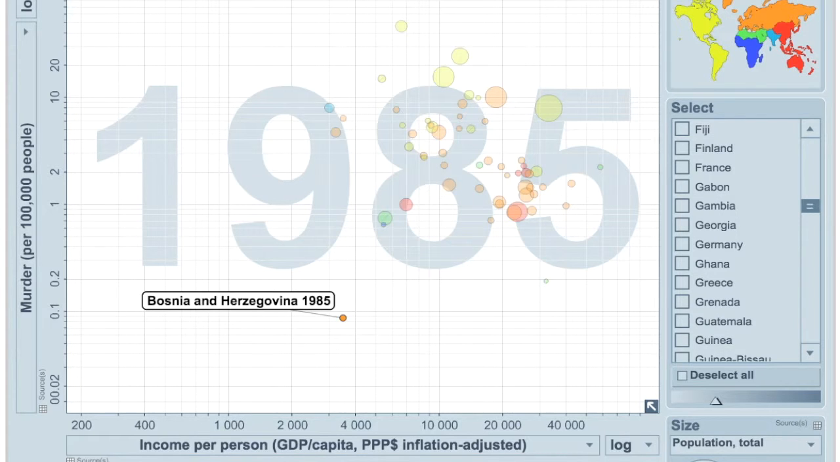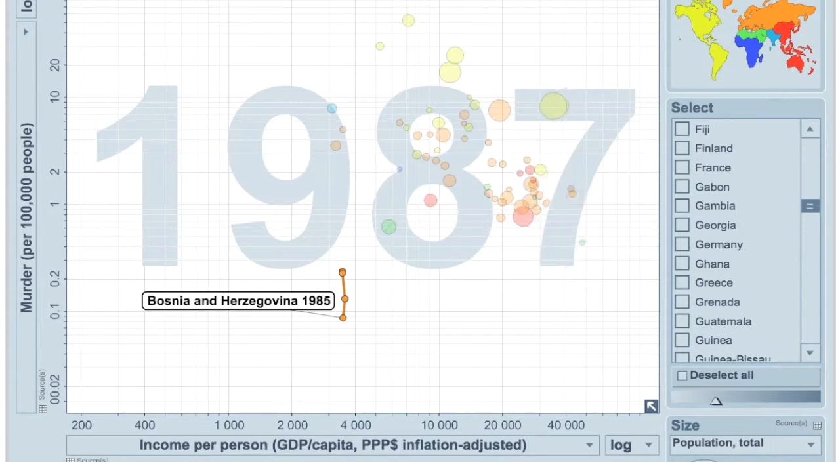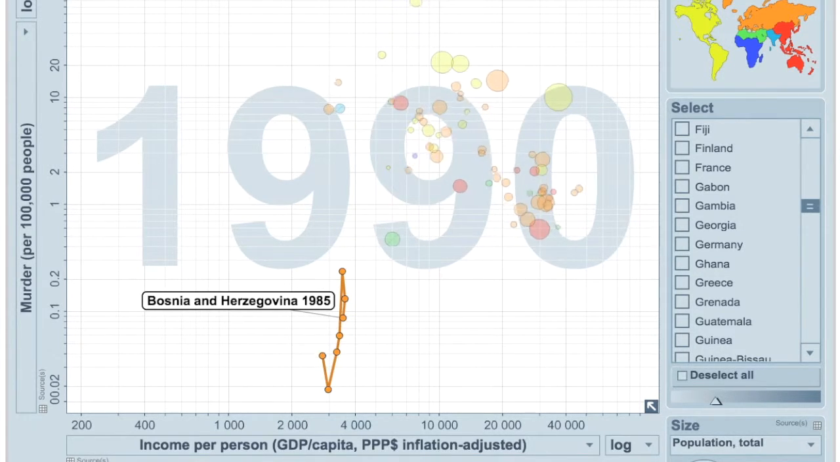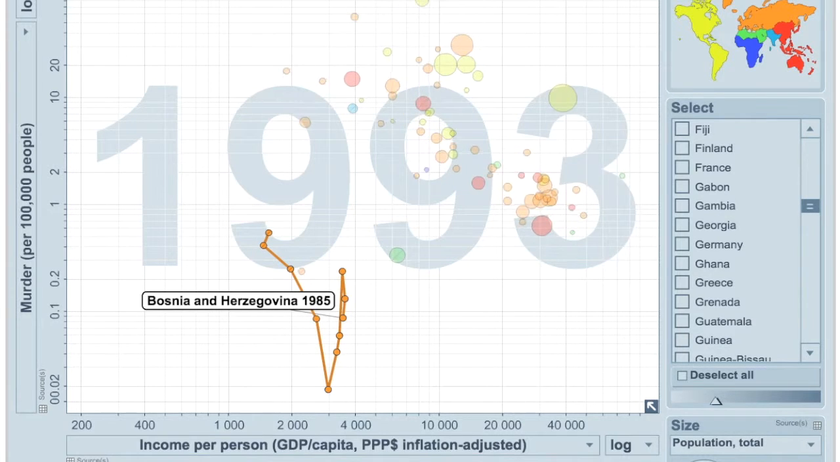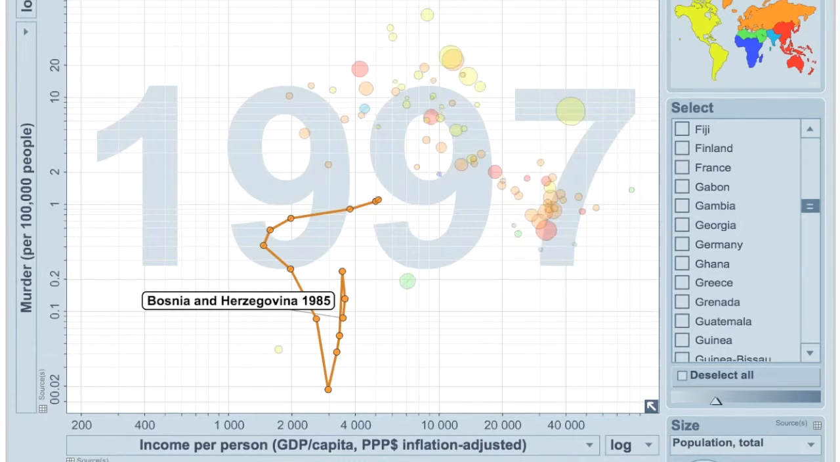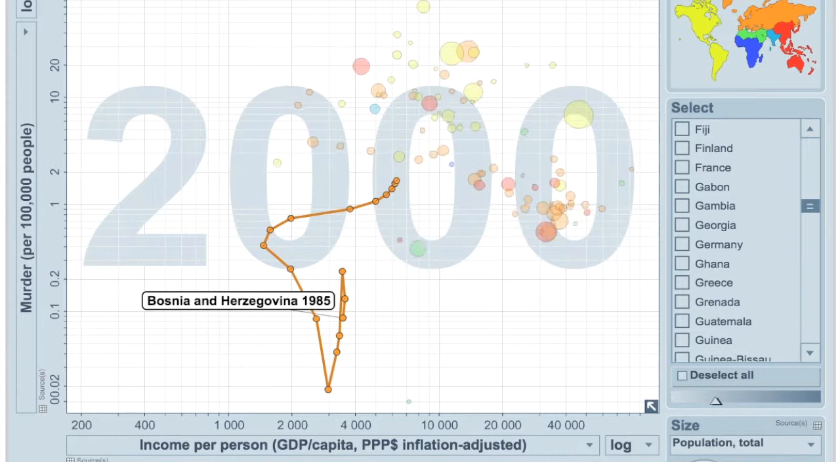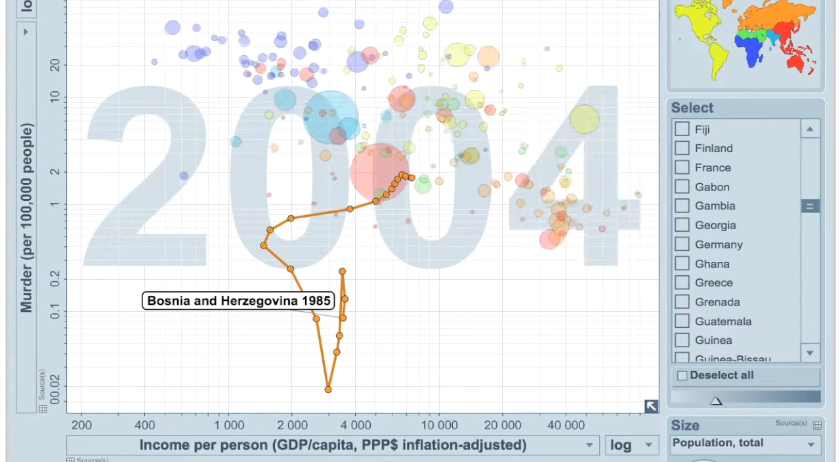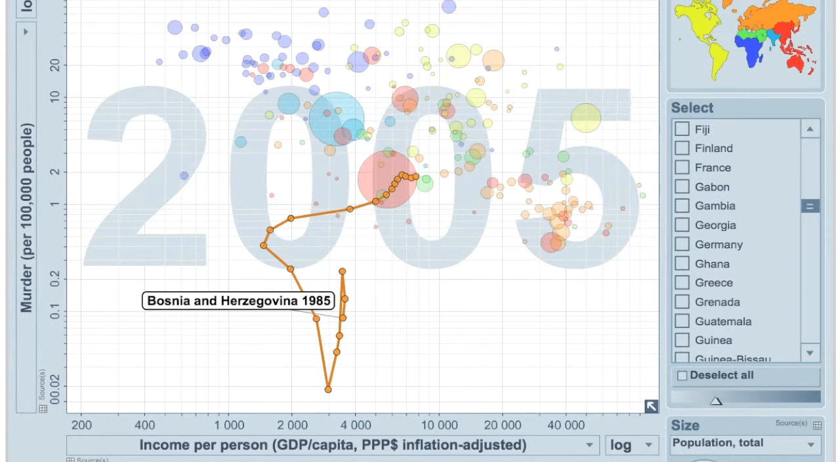Bosnia and Herzegovina is another country that experienced a sharp rise in murder rates that coincided with a decrease in GDP per capita. In 1990, this graph illustrates an all-time low in murder rates, followed by a sharp increase in 1992. The murder rates continue to spike until about 2002, where it tapers off. GDP per capita, however, begins and continues to increase after 1993.